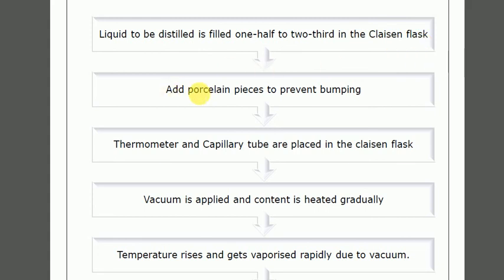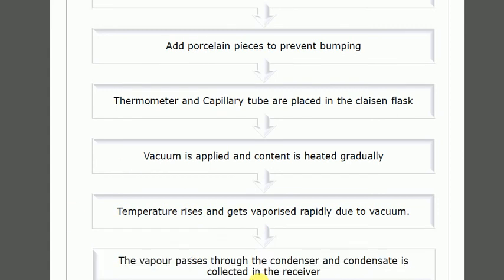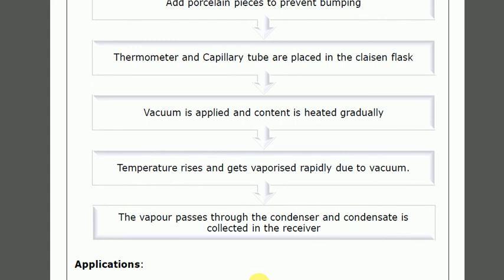Add porcelain pieces to prevent bumping. If the capillary is attached, it is fine, or you can also put porcelain pieces into it. Now the thermometer and capillary tube are placed in the cleansing flask. Vacuum is applied and the content is heated gradually. Temperature rises and the liquid vaporizes rapidly due to vacuum. The vapor passes through the condenser and the condensate is collected in the receiver.